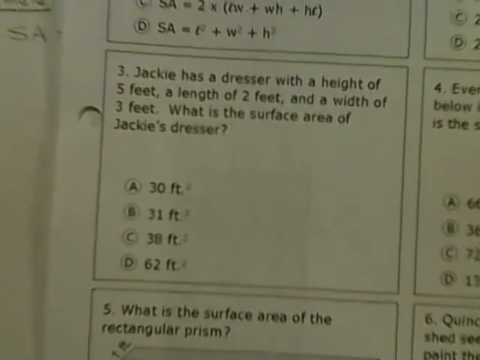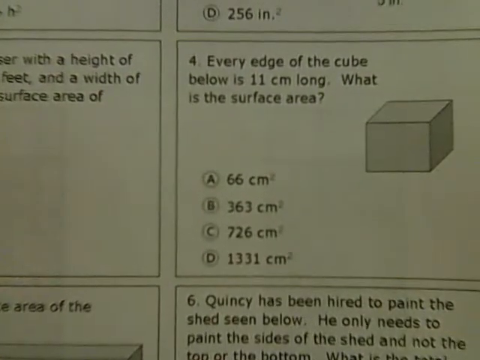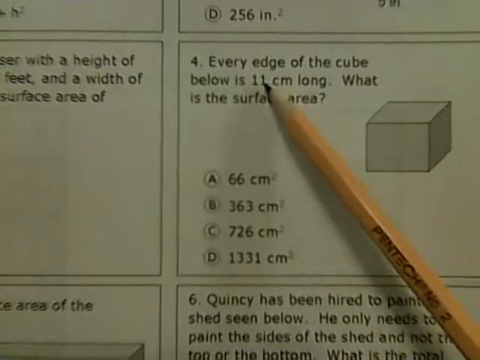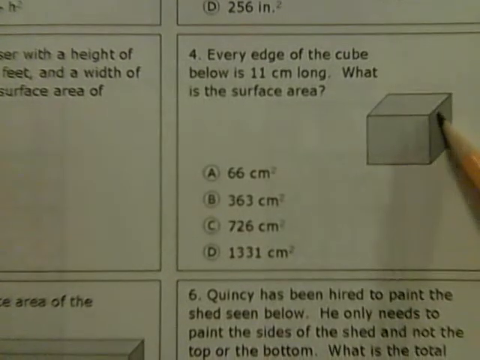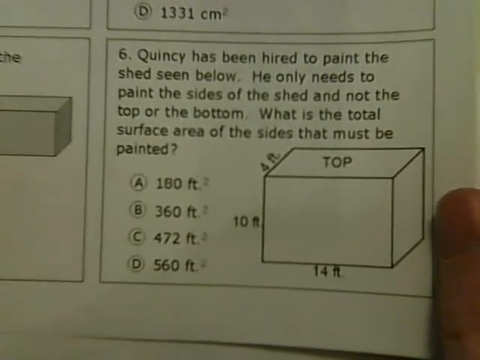Again, it's about a dresser. What's the surface area? They tell you the 3 measurements. You plug them in. You solve. Again, this one's a cube, so that means they're all the same. So all 3 numbers are 11. So it's an 11, 11, and 11, right? So length, width, and height are all 11 in a cube. Same thing here. They tell you 3. You figure them out.